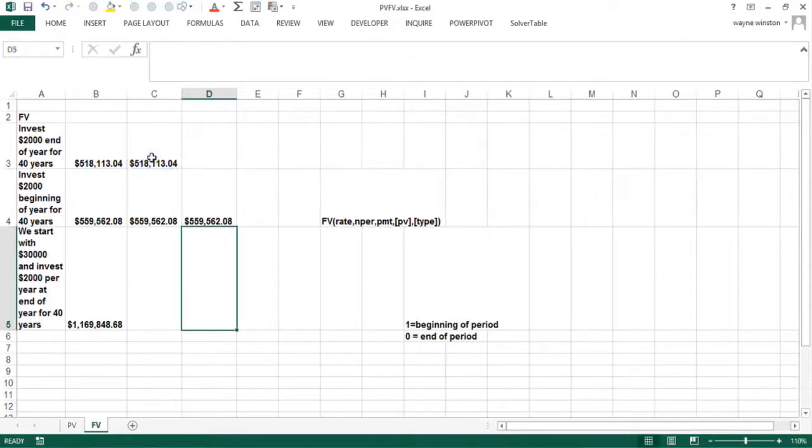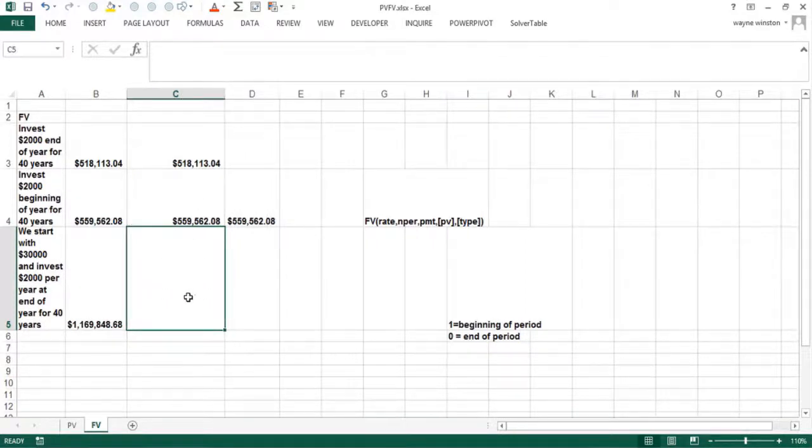Okay, now the tricky part. We start with 30,000 in the bank and we invest 2,000 a year. What will we have at the end of the 40 years, assuming we earn 8% interest? Okay, so let's take a look at this. You'll be surprised how much.